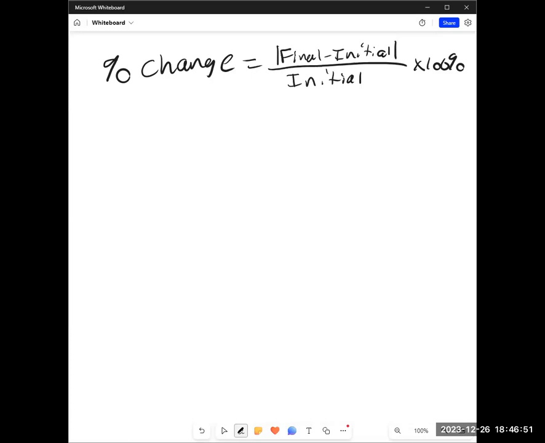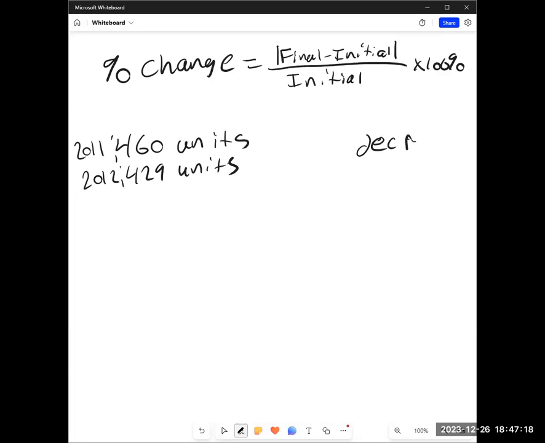So a vacuum cleaner dealership sold 460 units in 2011 and 429 units in 2012. So we can already see that this is going to be a decrease. So that's going to be one of our bubbles to fill in. And find the percent increase or decrease in the number of units sold.